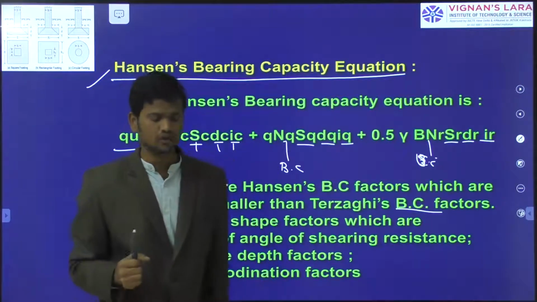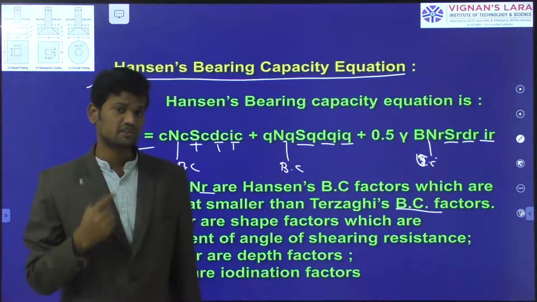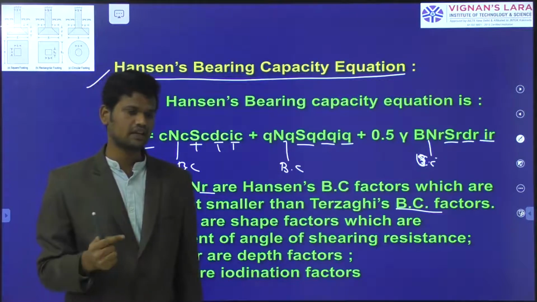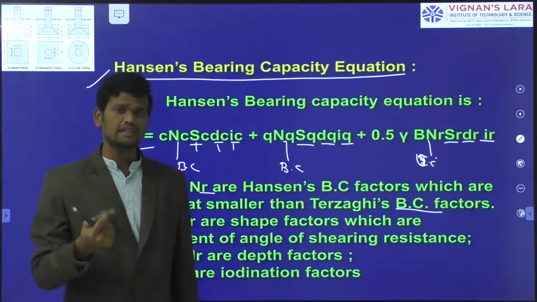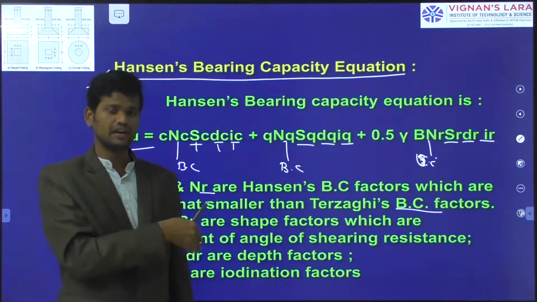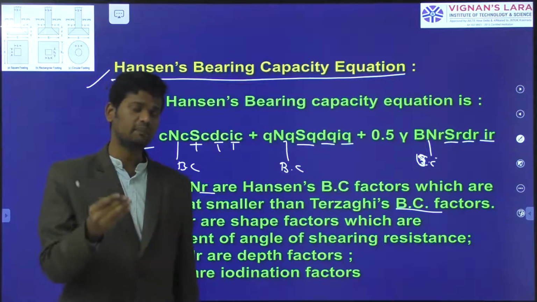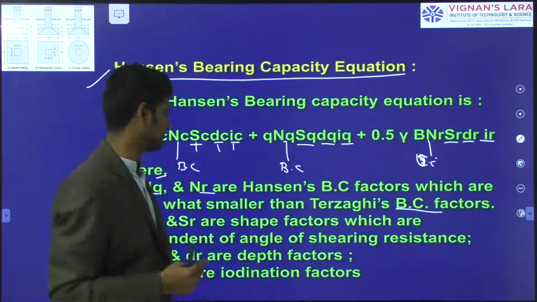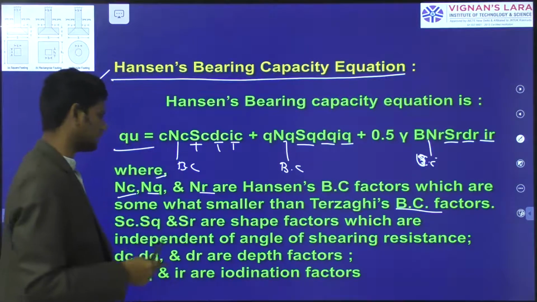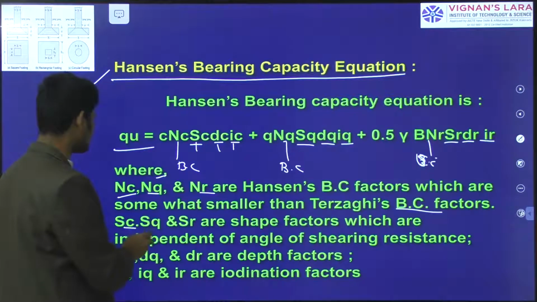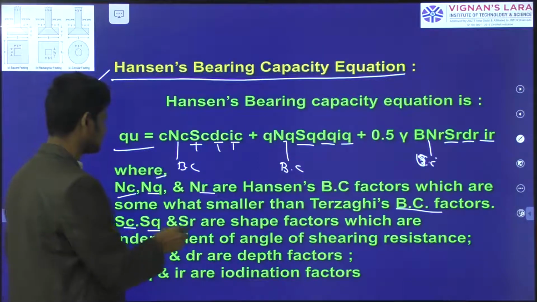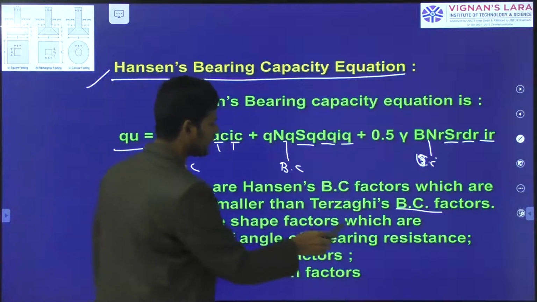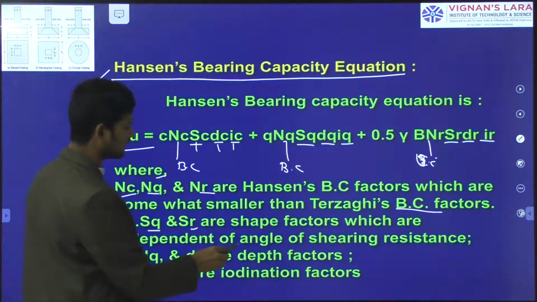For general shear failures, for angle of shearing resistance phi equal to 0, we take the Nc value as 5.7. The same factors were also introduced by Hansen, but Hansen takes smaller values compared to Terzaghi, and he introduced some additional factors. Here Sc, Sq, S gamma are the shape factors which are independent of the angle of shearing resistance.